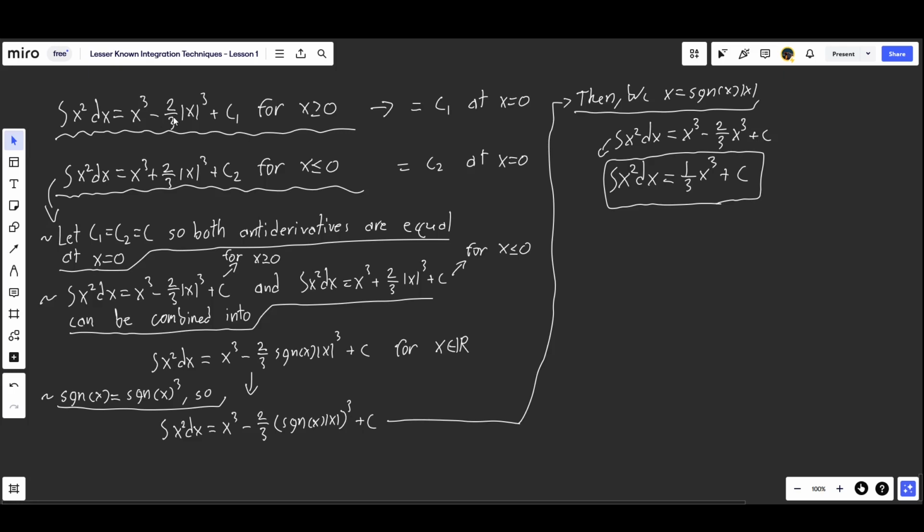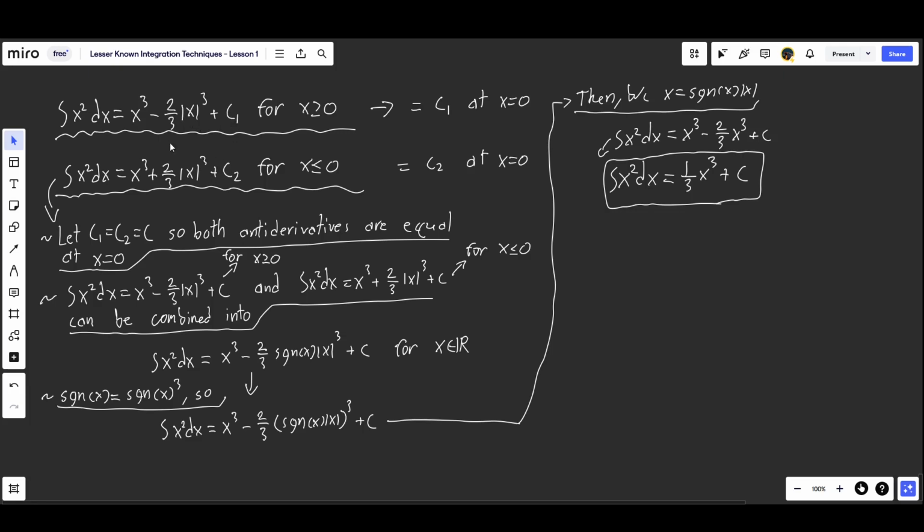We should now try to combine these two antiderivatives to make one antiderivative that can accept any x value on the real number line. In order to do this, we're going to need to make sure that these antiderivatives are continuous with each other. At the one x value that they both have in their domain, which is x equals 0, they're probably discontinuous because they have two different constants of integration.